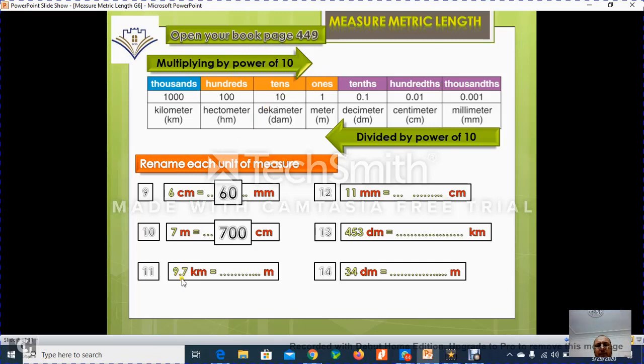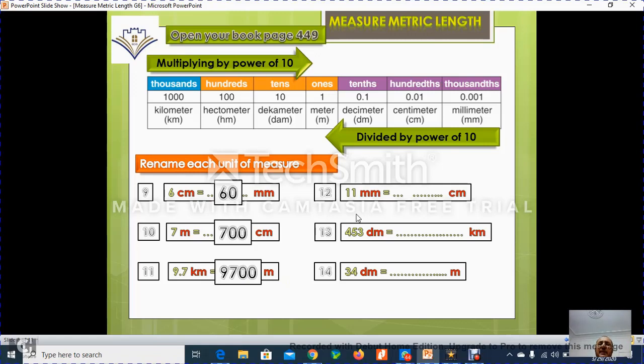When I'm multiplying by 1000, move the decimal point how many places? 3 places to the right. Move 1 place, and we still have no other number, so you replace it with 2 zeros. Then the answer is 9,700. Why? Because we move it 1 place, and then there isn't any more numbers, so we add 2 zeros.